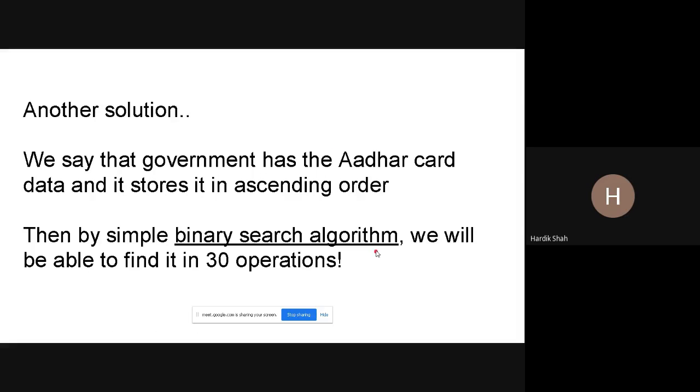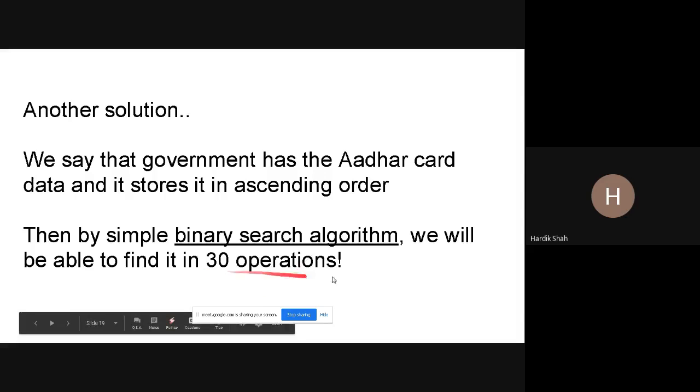Okay. So we had our data of Aadhaar cards, right? Let's suppose we sort it in ascending order. So the Aadhaar card would be Aadhaar card number 1, number 2, number 3, and it will go on till Aadhaar card number 10 to the power 9. Now, on sorted data, to find an element, we can use the binary search algorithm. And binary search runs in log n time. So log n time is basically equal to 30 operations for the case of 10 to the power 9.